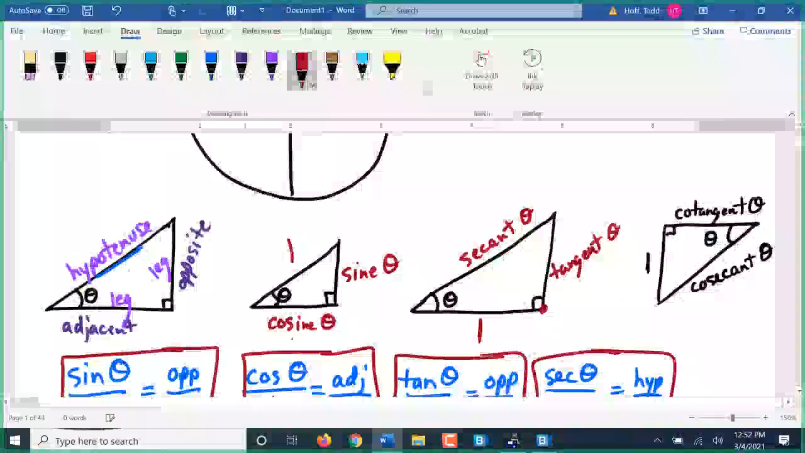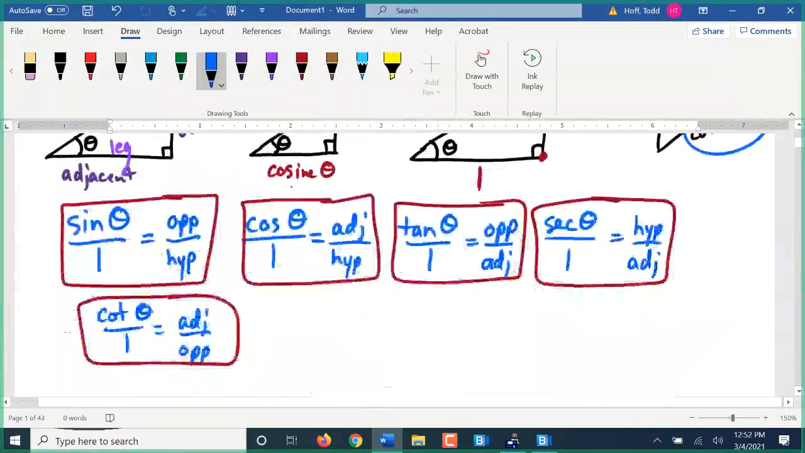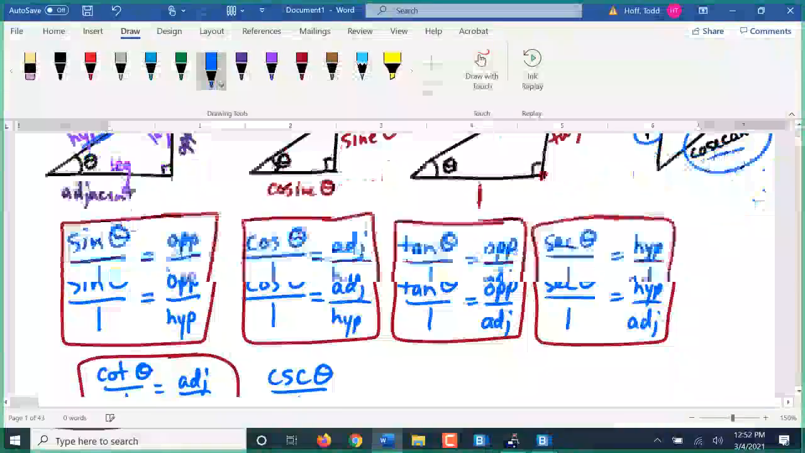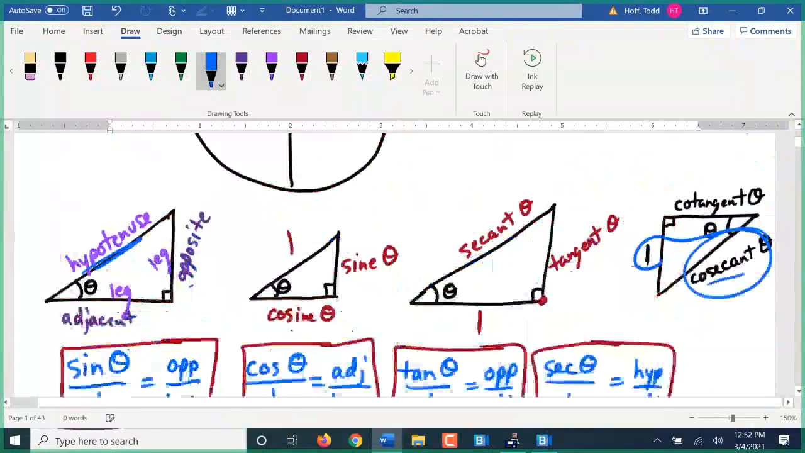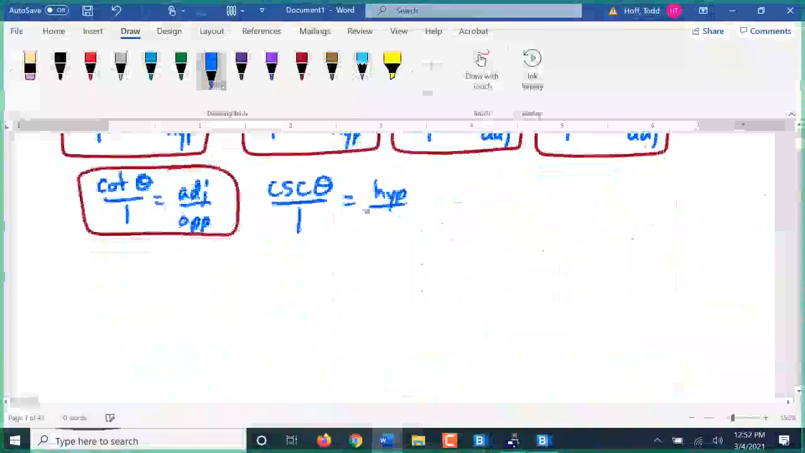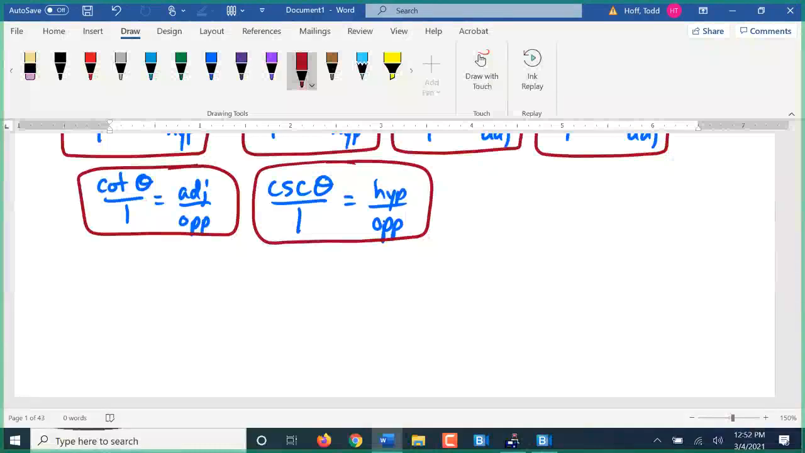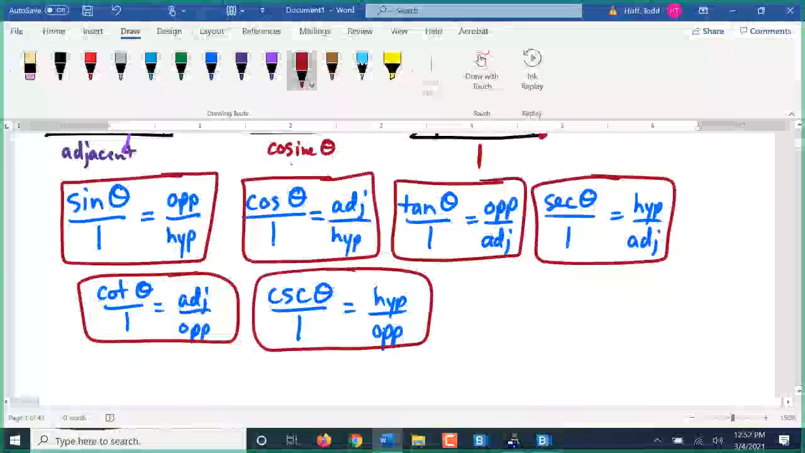If we look at the cosecant, again, we're going to compare the cosecant to 1. The abbreviation for cosecant is CSC compared to 1. Corresponding to the cosecant is the hypotenuse. Corresponding to the 1 is the opposite side again. And that is our definition of cosecant, the length of the hypotenuse divided by the length of the opposite side. Those are our 6 definitions of trig functions.